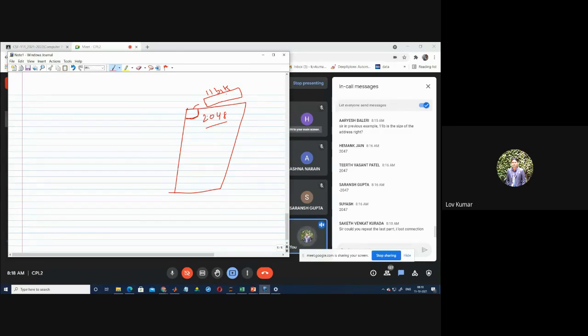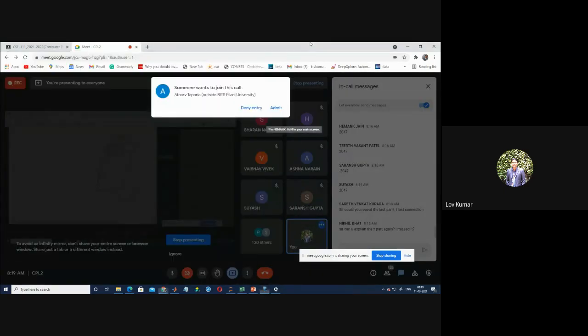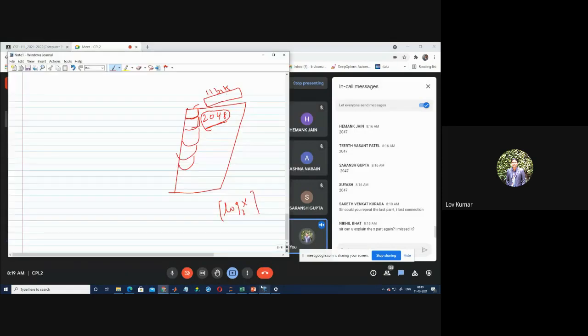11 bits. Simple concept. Now assume that this is one hotel, and the total number of rooms present in this hotel is 2048. If we want to find the minimum number of bits required to generate 2048 addresses, we can use the formula log base 2 of the upper value. Now here you can see, we are calculating the 11 bits.